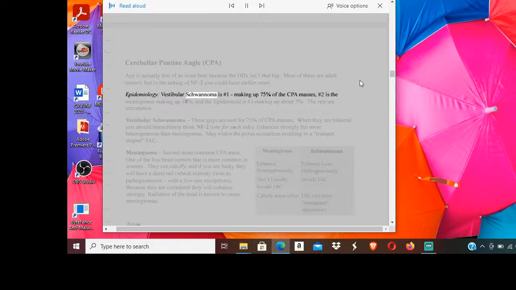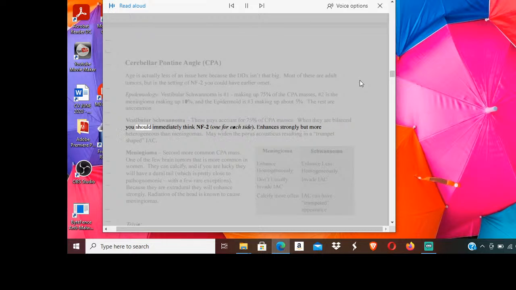Epidemiology: vestibular schwannoma is number 1, making up 75% of the CPA masses, number 2 is the meningioma, making up about 10%, and the epidermoid is number 3, making up about 5%. The rest are uncommon. Vestibular schwannoma, these guys account for 75% of CPA masses.